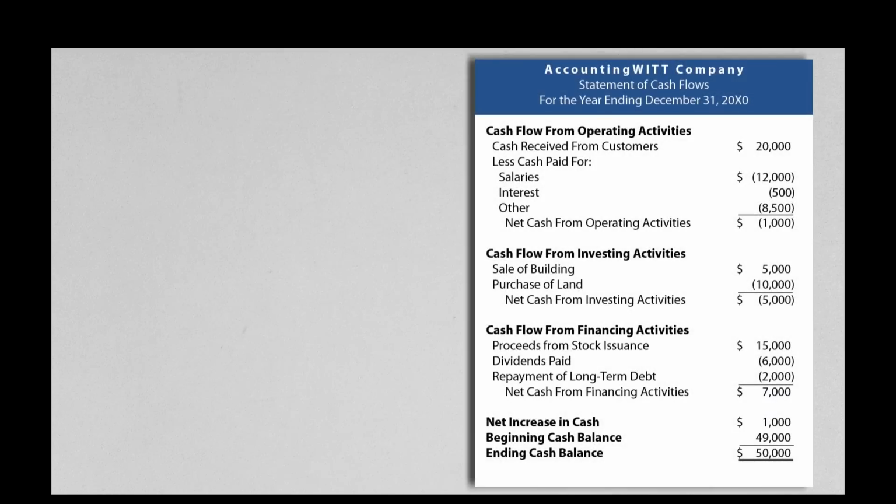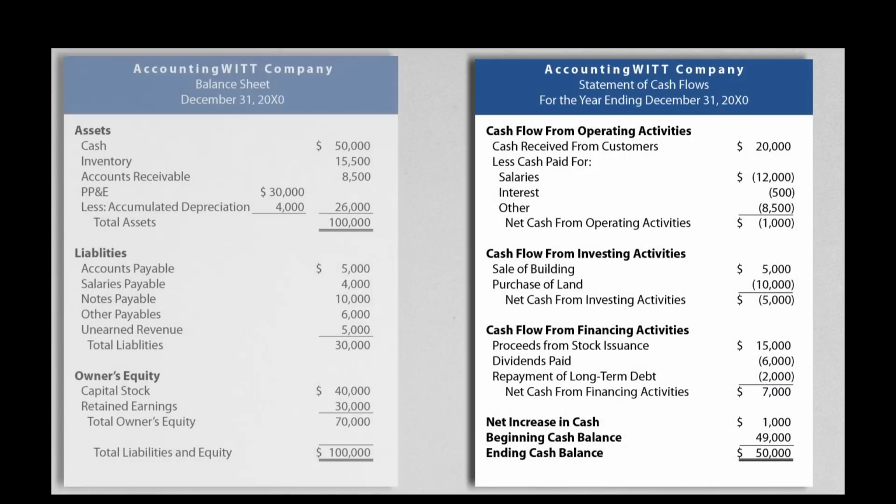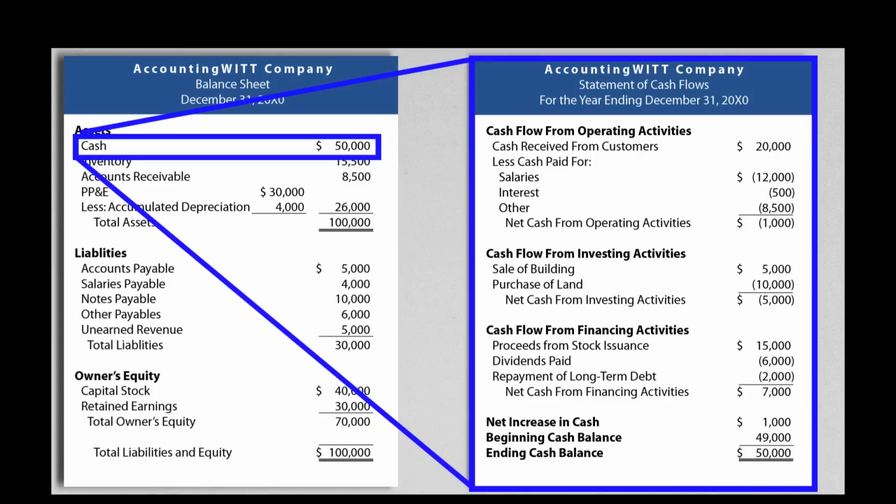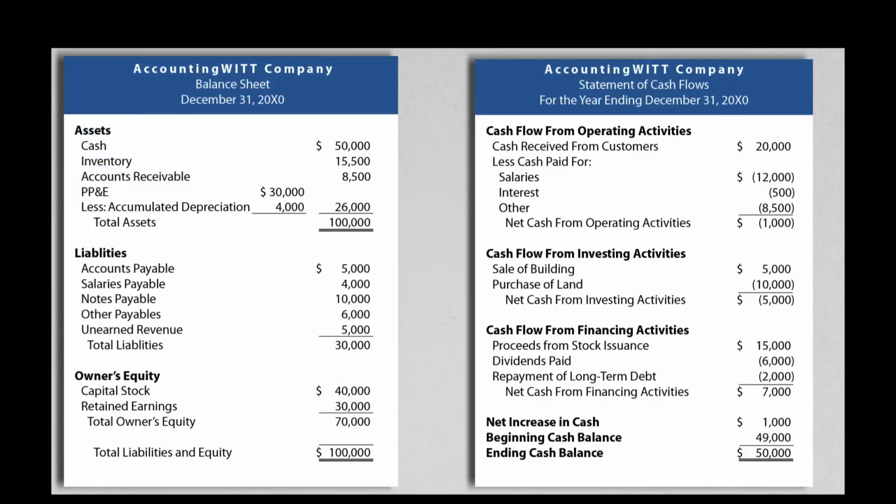The statement of cash flows is also interconnected with the balance sheet. Notice that one of the items within the assets section of the balance sheet is cash. The statement of cash flows provides us more detail concerning the cash account by providing a reconciliation of the beginning and ending cash. It does this by showing all of the inflows and outflows of cash during the year.